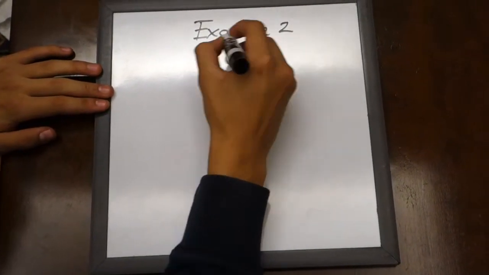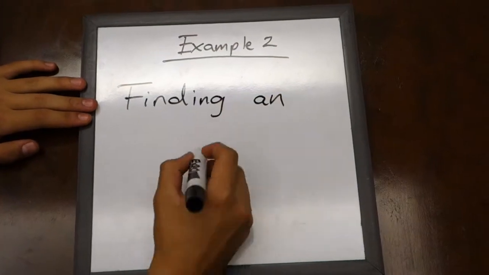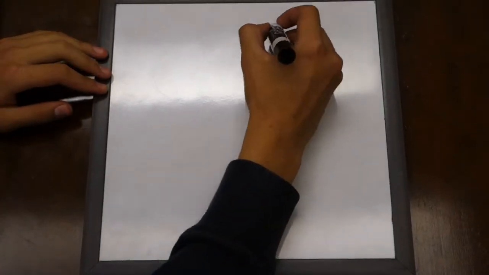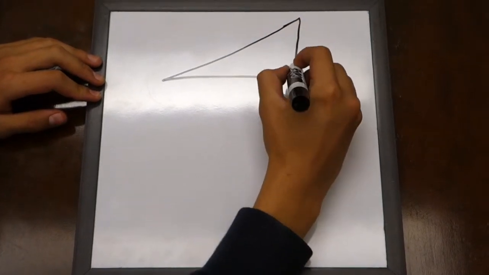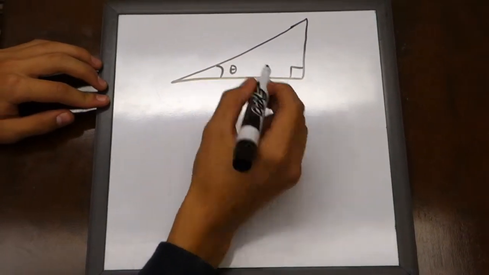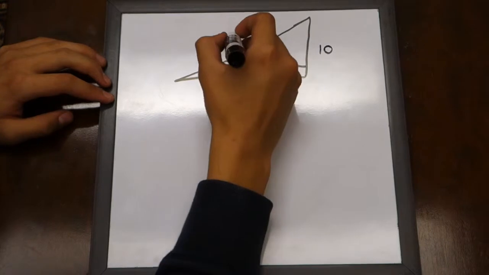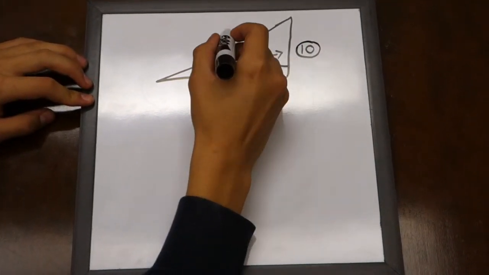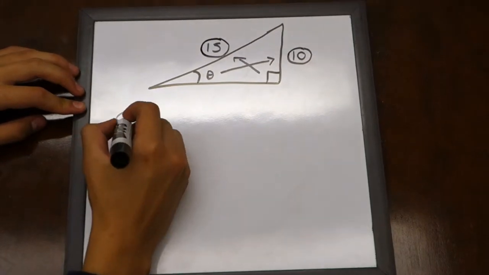We will introduce example 2 by finding an angle. For the example, we're going to use this triangle. We need to know theta. We have the opposite side, which is 10, and the hypotenuse, which is 15. As we have both of these sides, we're going to use SOH, or sine.